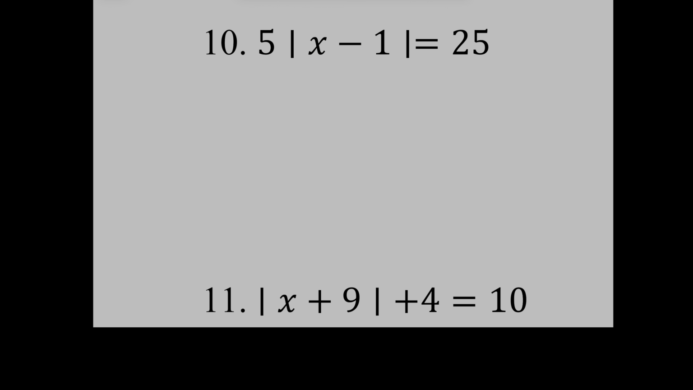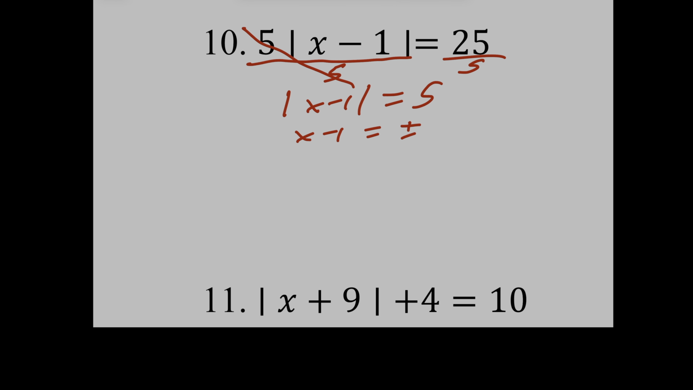Okay? Okay, so on number 10, if you notice, the absolute value is not by itself, the 5's in front. So when it's in front, that's when we do the divide by. And we're going to divide each side by 5, and that's how we get rid of that. And we're going to get absolute value of x minus 1 equals 5. Now on this one, since there's no number in front of the x, I think it's just easier to go x minus 1 equals plus or minus 5.